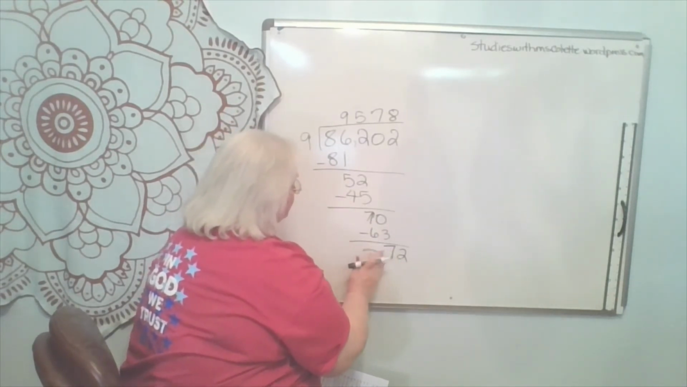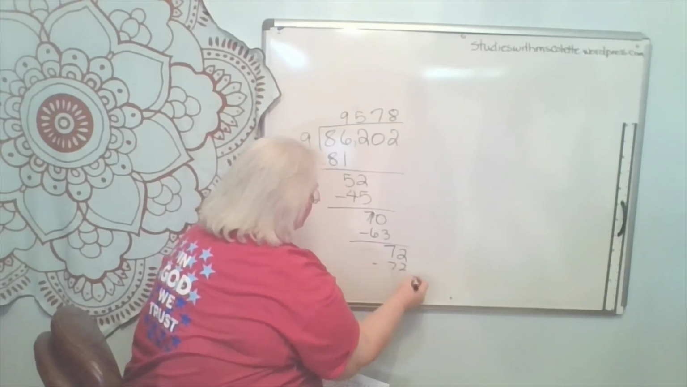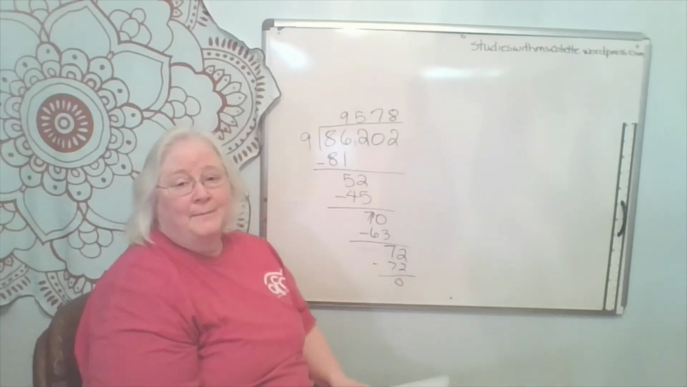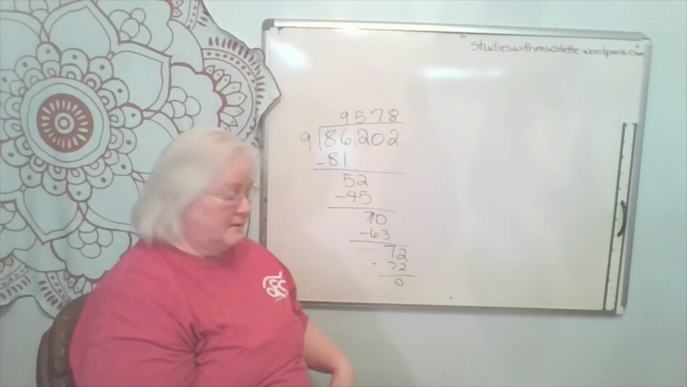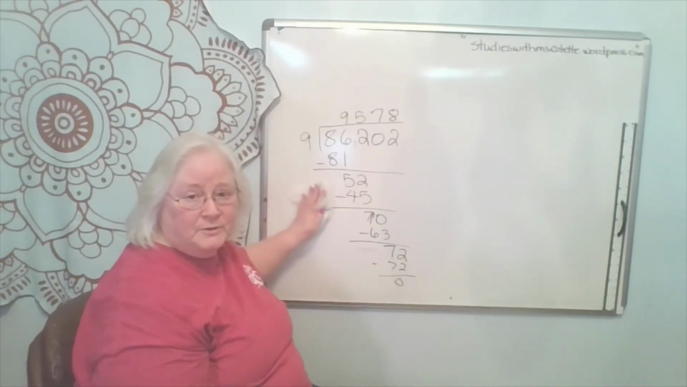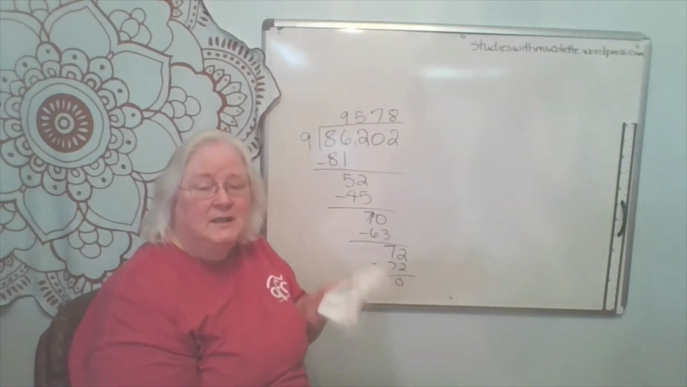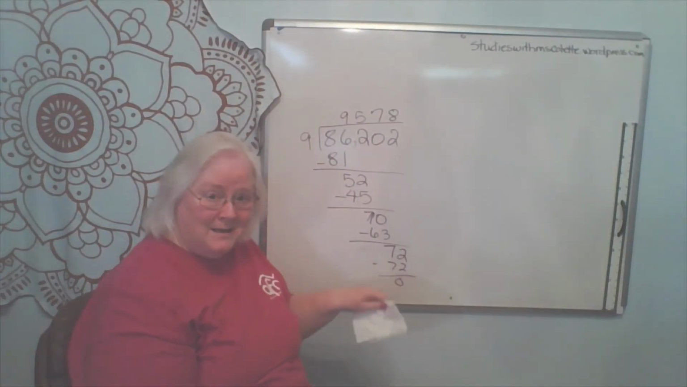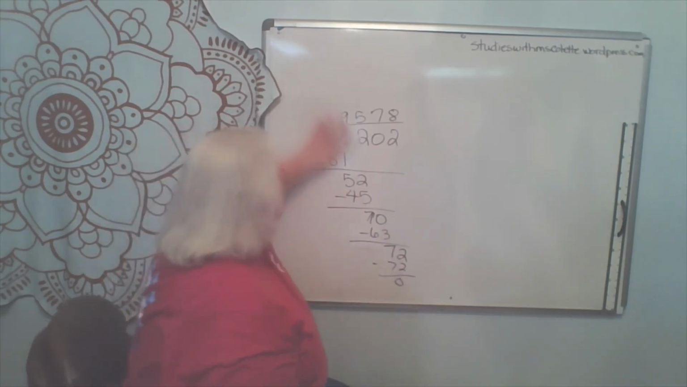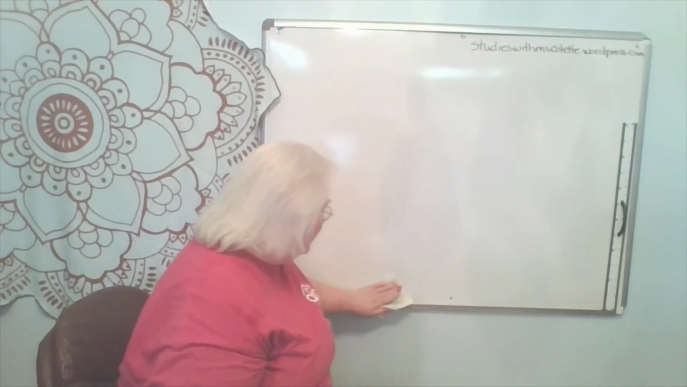8 times 9 is 72. Oh, I made that number way too big, didn't I? But it's the same as the rule for number 3, except when you add the digits, it has to be divisible by 9. Okay? Okay, the last one, number 10, pause the video.